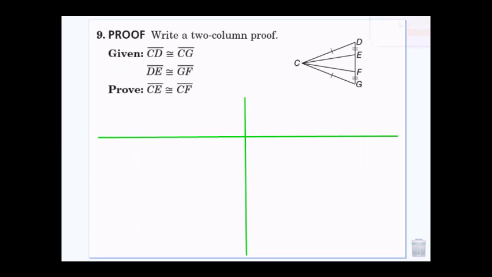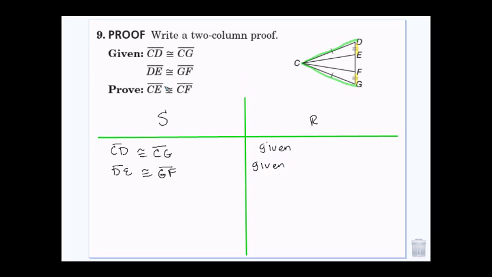Look at this. We've got statements and reasons. I have CD is the same as CG. It's already been labeled. Okay. DE is the same as GF. DE and GF already labeled. Sometimes it helps to go ahead and mark those with color, if that makes it clearer, if that helps. You know what I mean? Sometimes it helps. It might not. Just got to see what works for you.